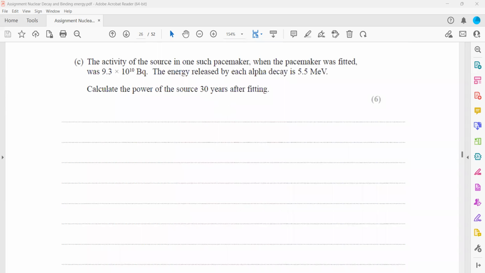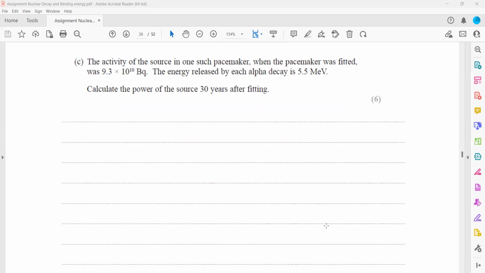The activity of the source when the pacemaker was fitted was 9.3 times 10 to the power 10 becquerel. The energy released by each alpha particle is 5.5 mega electron volt. Calculate the power of the source 30 years after fitting.